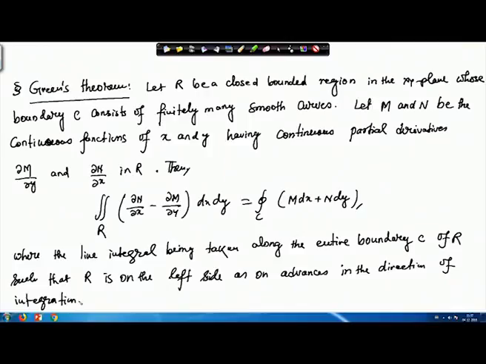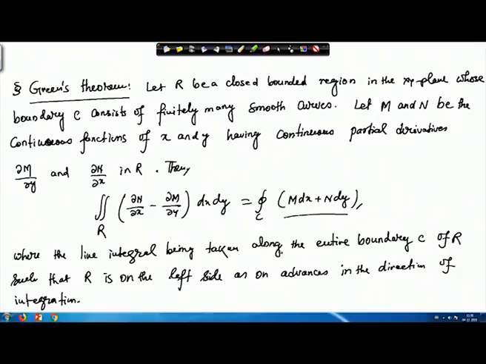So, basically R is a closed bounded region in the xy plane, and suppose we have two functions M and N which are continuous functions of x and y, which have continuous partial derivatives del M del y and del N del x in R. Then we can write the double integral of (del N del x minus del M del y) dx dy equal to the line integral over the curve C of M dx plus N dy, where the line integral is taken in such a way that when you walk along this curve C, your region R will always be on the left hand side.